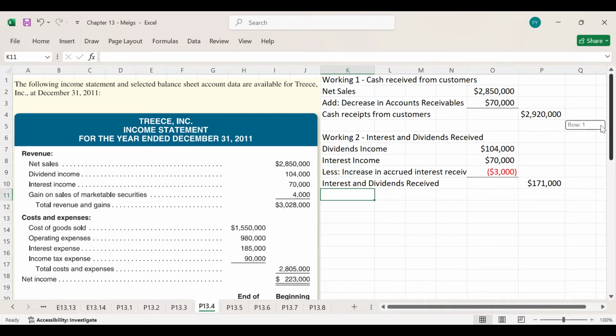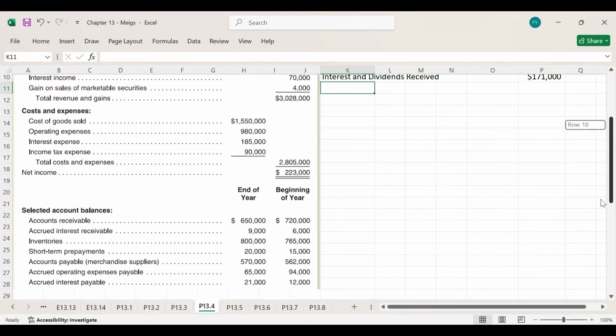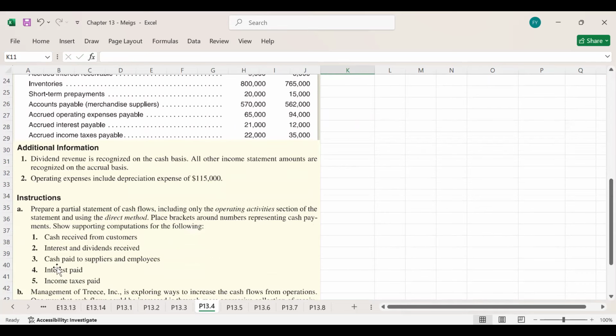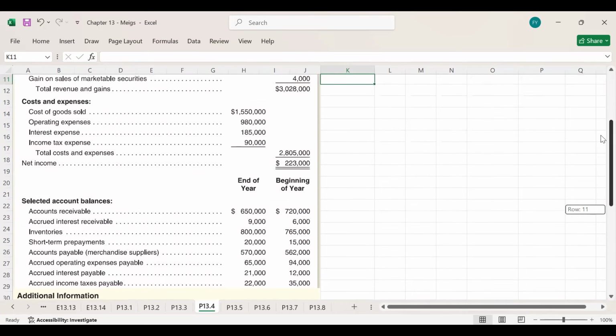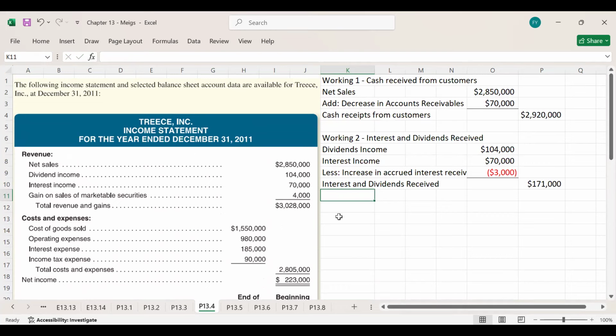The next working is the third one, cash paid to the suppliers and employees. So this is one of the very difficult ones, because it has so many elements in it, means salaries or operating expenses and depreciation and so on. So many adjustments are required for cash paid to suppliers and employees. So much attention is required in this portion.